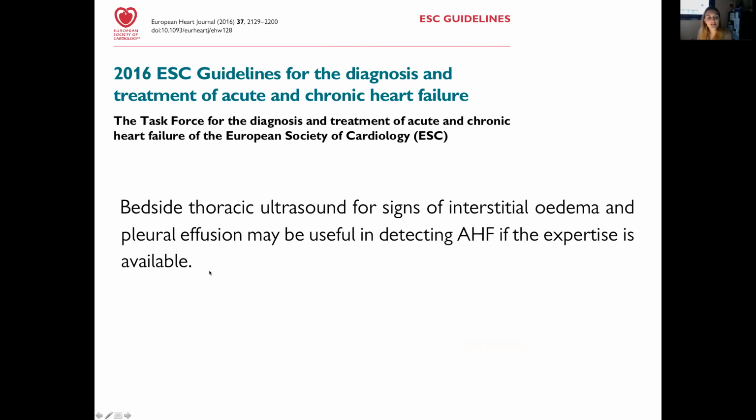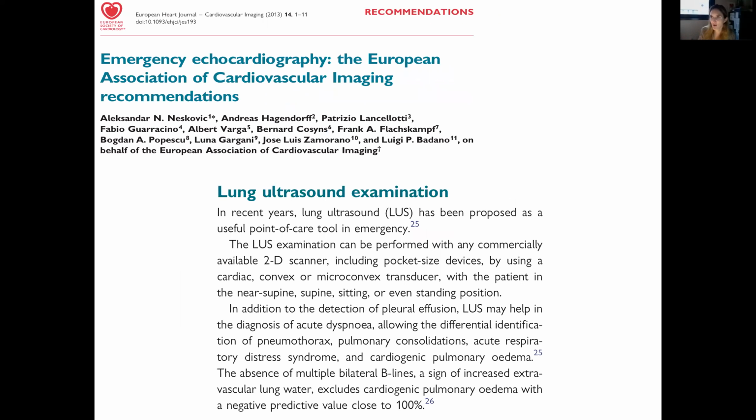They add, if the expertise is available, which is, again, quite a paradox, because if there is one thing that is not an issue about lung ultrasound, it is the expertise, because it's very easy. But since it is not yet so widespread, they had to add this sentence. And again, we have lung ultrasound also in this emergency echo recommendation paper. And I think this sentence is very interesting because it underlines a very important property of B lines in acute heart failure, which is the very, very high negative predictive value. So they say that the absence of multiple bilateral B lines excludes cardiogenic pulmonary edema with a negative predictive value which is close to 100%.